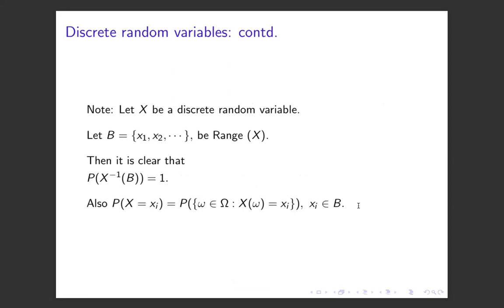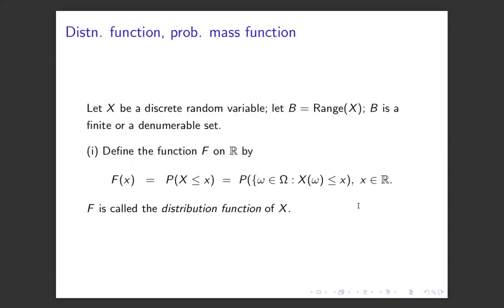All right. Many of these things you already are reasonably familiar with. So let B be the range of X. It's a finite or enumerable set. So now we are going to define a function F. Again, you have seen this function, the distribution function of X. And usually the notation for distribution function is capital F and things like that. Capital F of x is the probability that X, capital X, is less than or equal to little x.